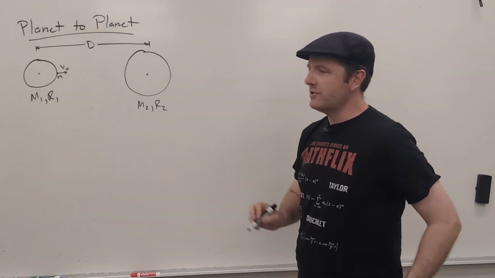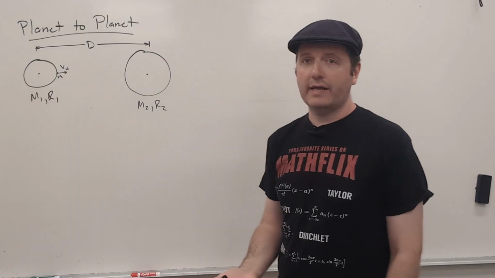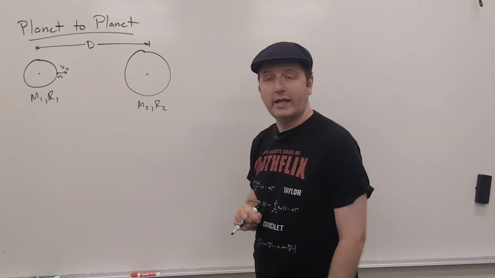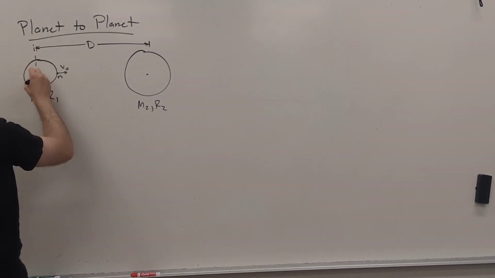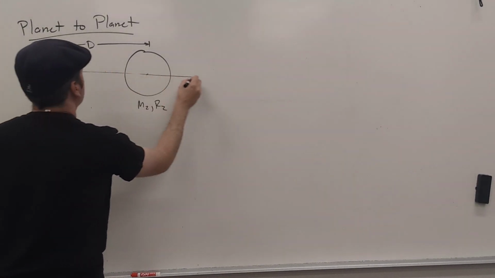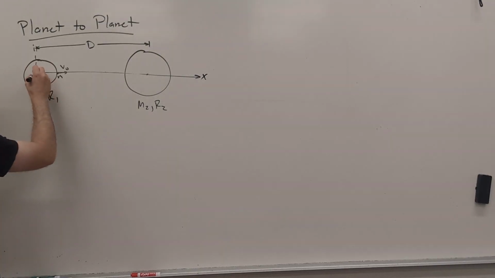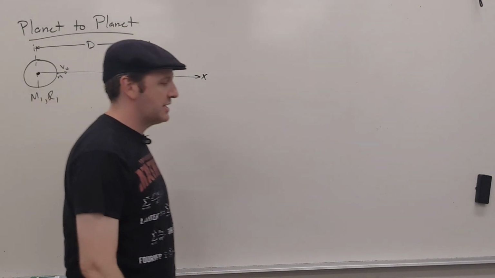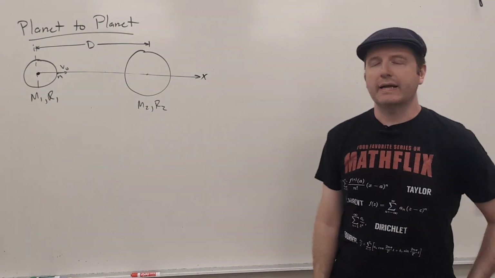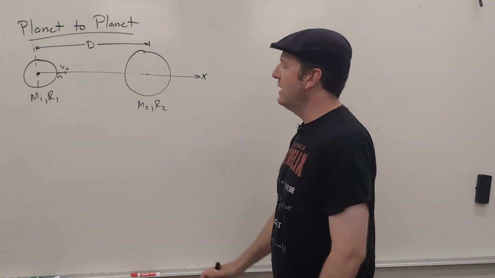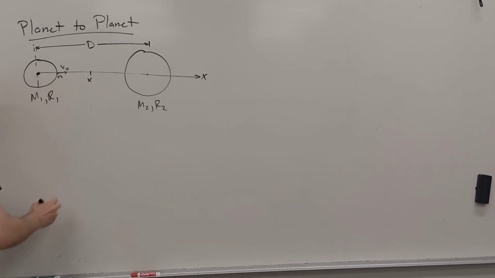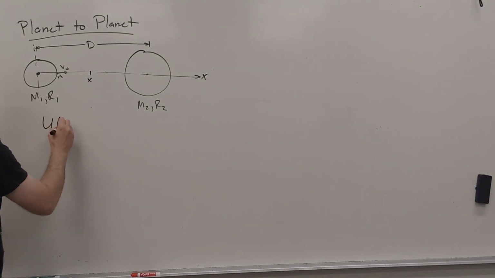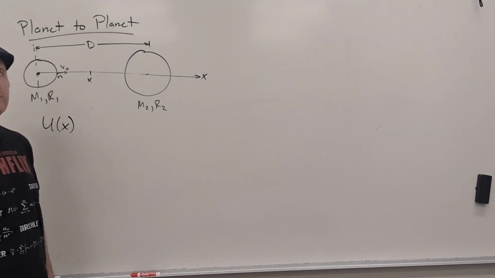So that means what I want to do here is write down the potential energy of my little m as a function of position. So let's go ahead and put a little coordinate system on here. This will be the x coordinate where I've set the center at the center of the first planet for my x coordinate. And let's say I'm at some position here, x. I want to write down U of x, the potential energy as a function of x.